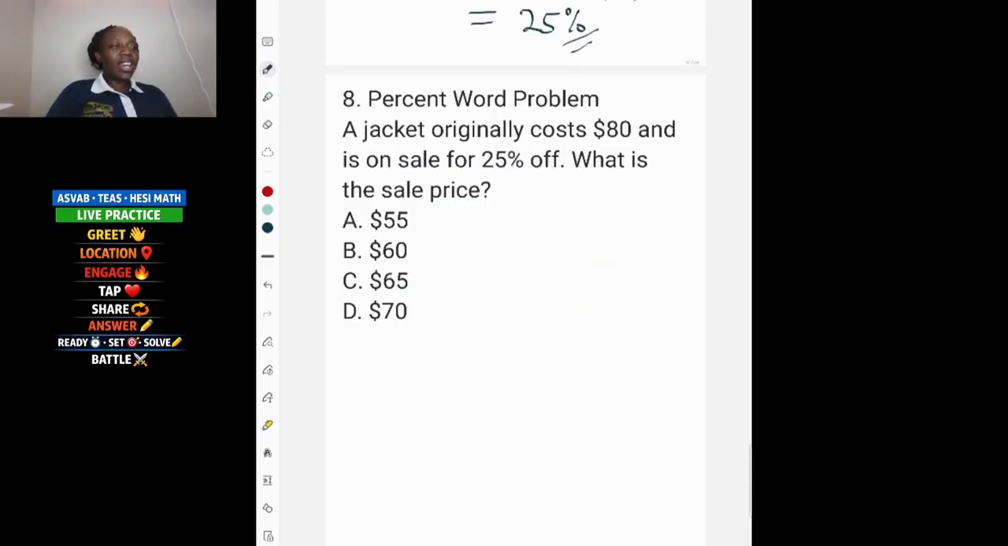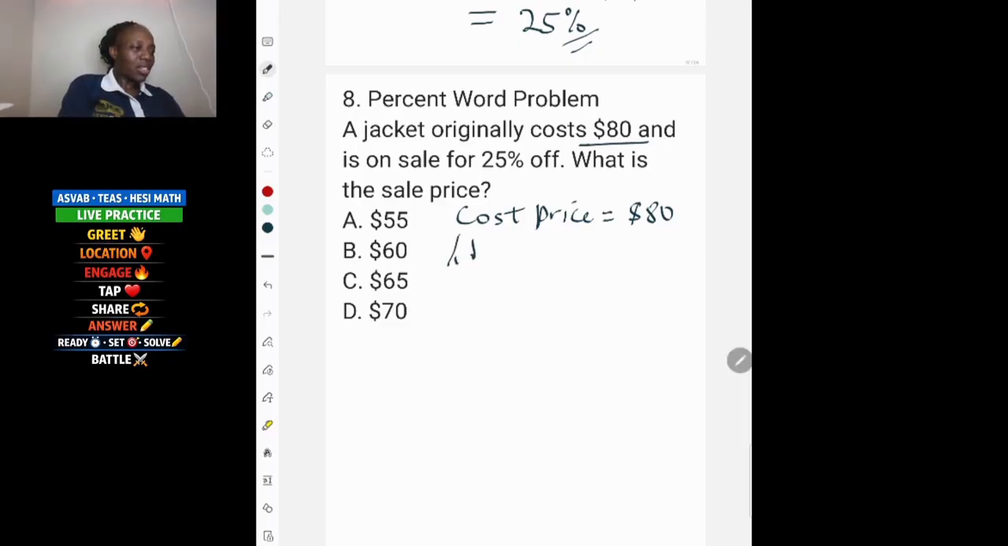A jacket originally cost $80 and is on sale for 25% off. What is the sale price? So the original price, the cost price, is $80 and on sale for 25% off. Like it is going to reduce by what? 25%. The discount percentage given to us is 25 because they want to reduce the price.